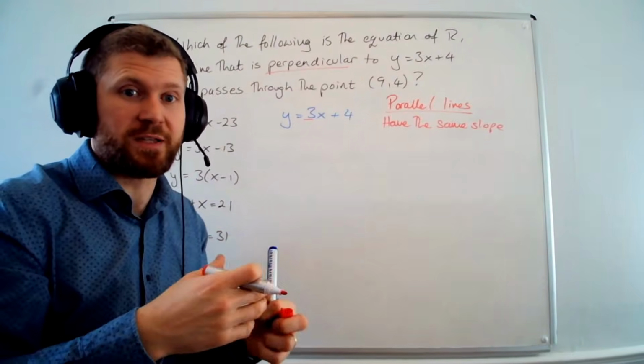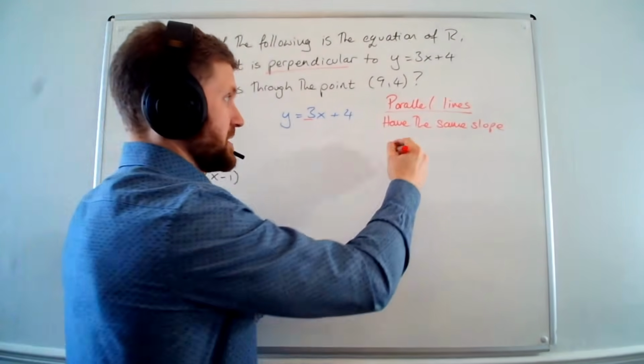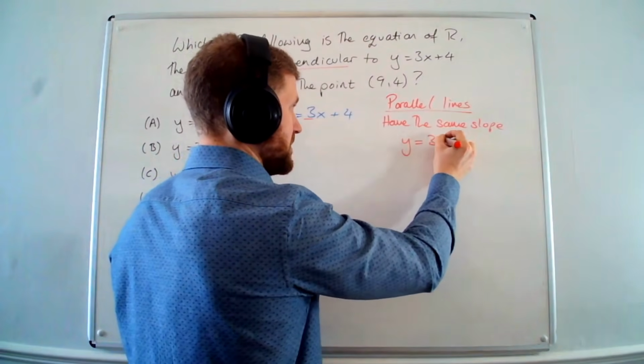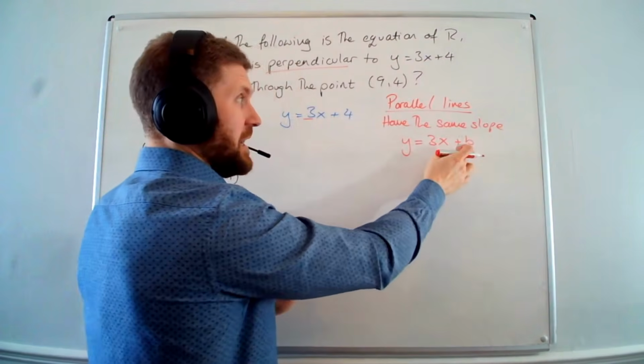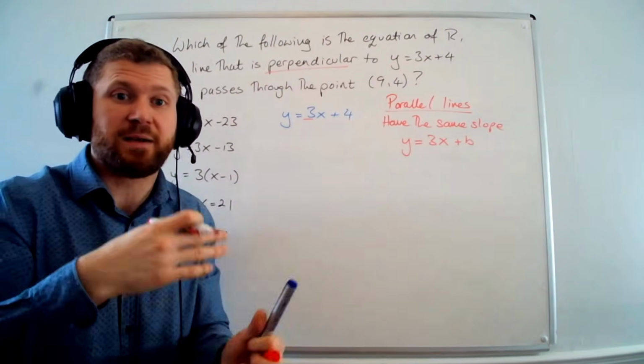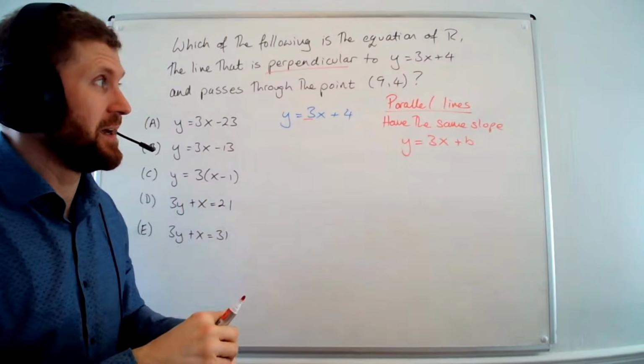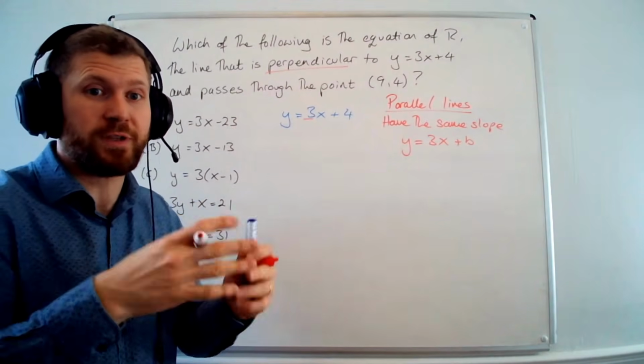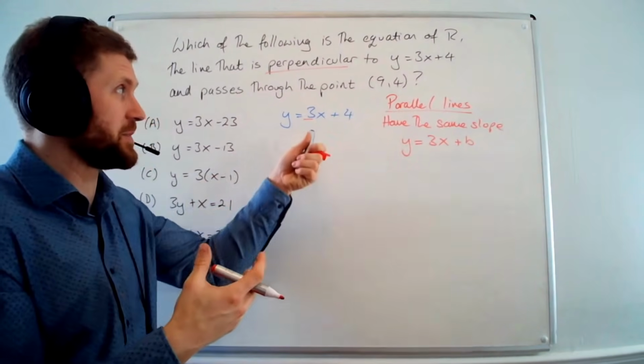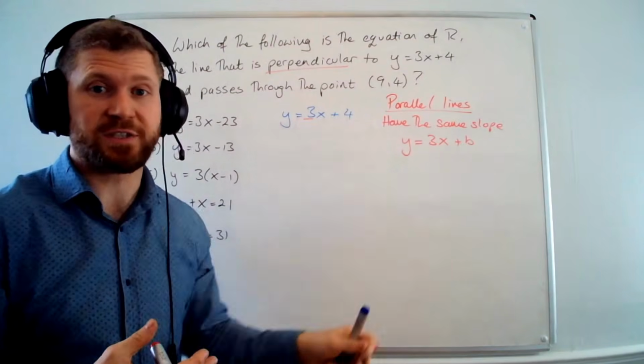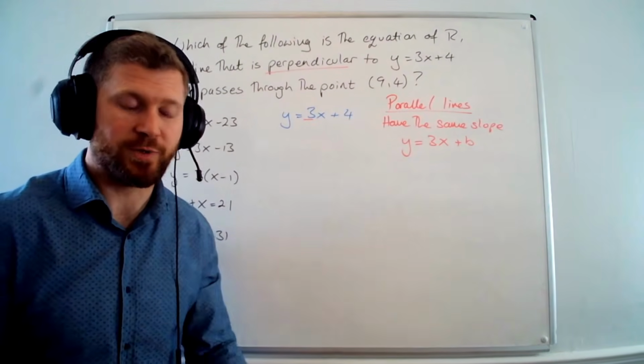If I wanted to write the equation of a line parallel to this, I could instantly say it's going to be y equals 3x plus b. I might not know what that plus b is. I might have to do a bit more work to find it. But what I can say is if I know that a line that I want is parallel to this one, they're going to have the same slopes. My new line's going to have a slope of 3.